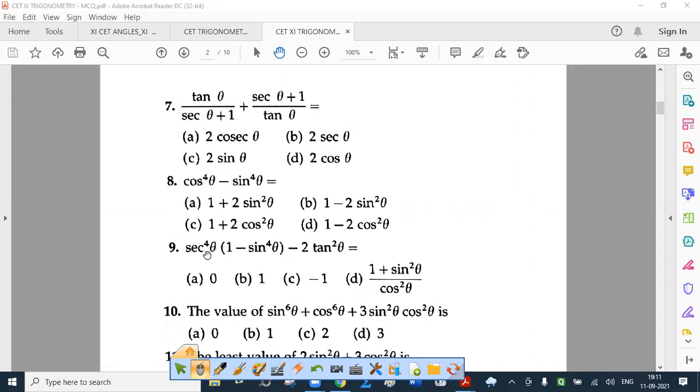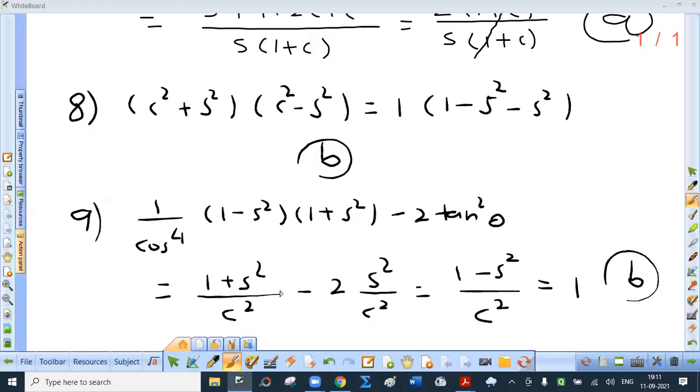Sum number 9. Now, 1 minus sine raised to 4 is what? It is 1 minus sine square, 1 plus sine square. Sec raised to 4 is 1 upon cos raised to 4. So 1 upon cos raised to 4, 1 minus sine square, 1 plus sine square. Let me explain. 1 minus sine square is cos square. So what remains is only cos square.